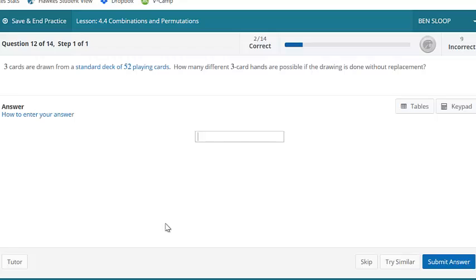Again, if we're drawing without replacement, think about whether order is important. Is a hand of Jack, Queen, King different from a hand of King, Jack, Queen?